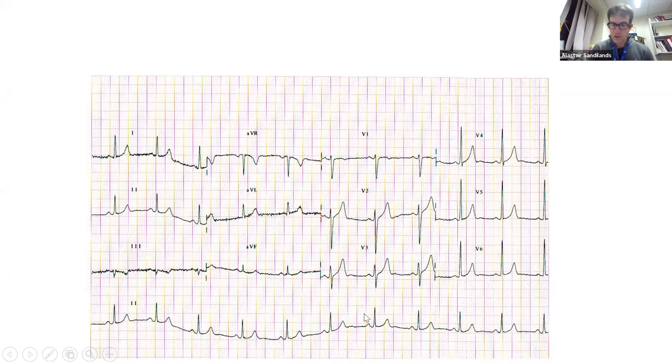If we then look at the spacing between, say, this QRS and this QRS, we've got one large square, 2, 3, 4, so 5. So 300 divided by 5 is 60. So just on that bit, the heart rate is 60. But overall, over the 10 seconds, the rate is 66. So either would be correct.